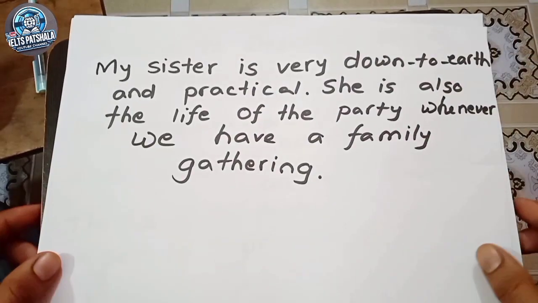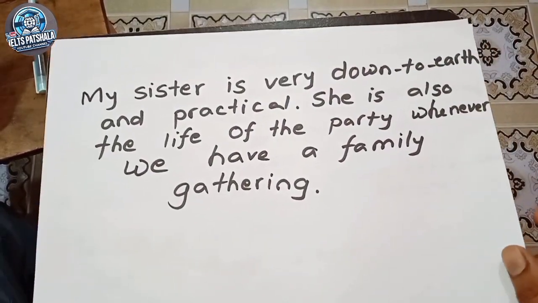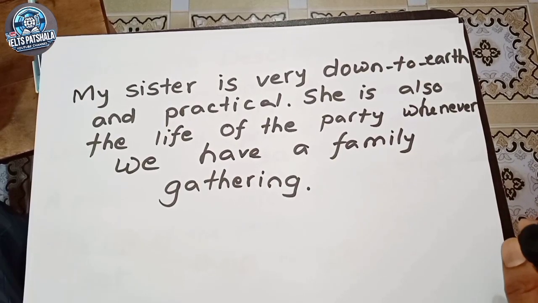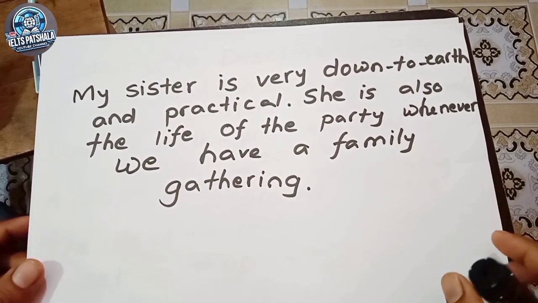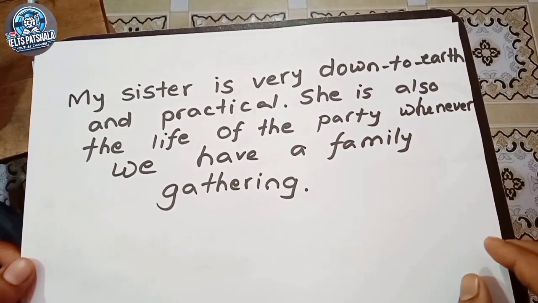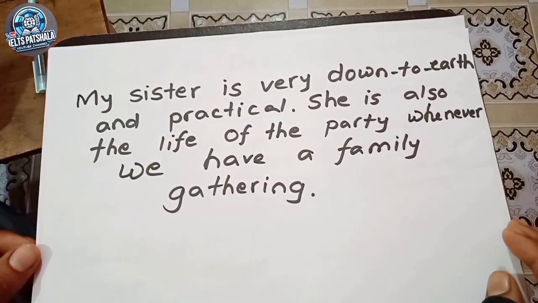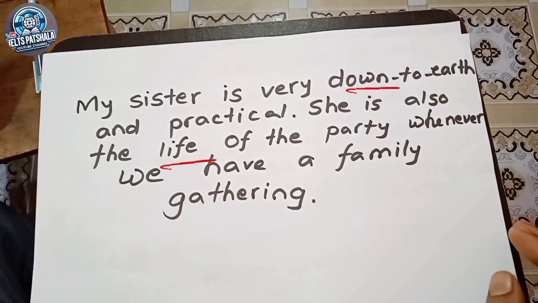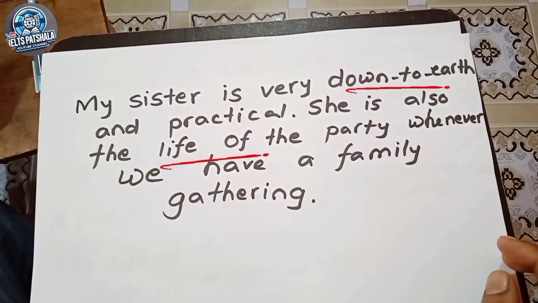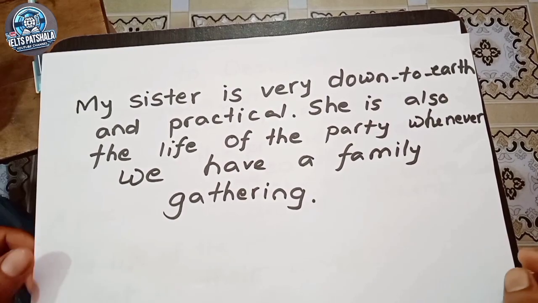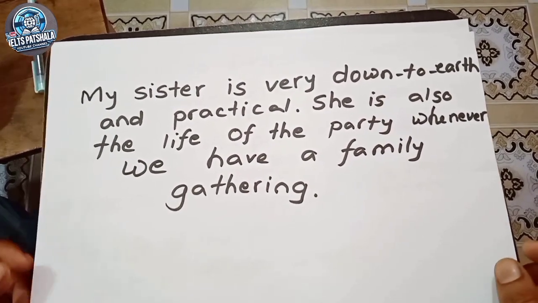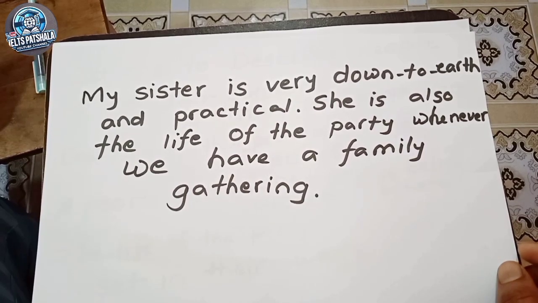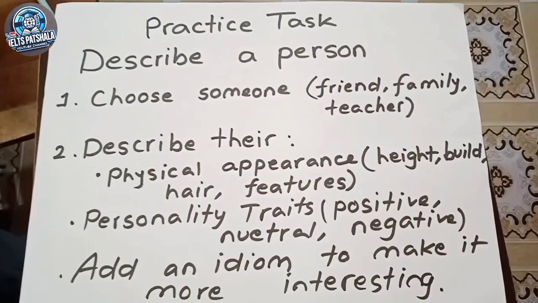For instance, if you are asked to describe a family member, you could say, my sister is very down to earth and practical. She is also the life of the party whenever we have a family gathering. Using idioms like this will make your answers more interesting and natural. Practice using these idioms in your daily conversation or writing. It will help you remember them better and impress the IELTS examiner.